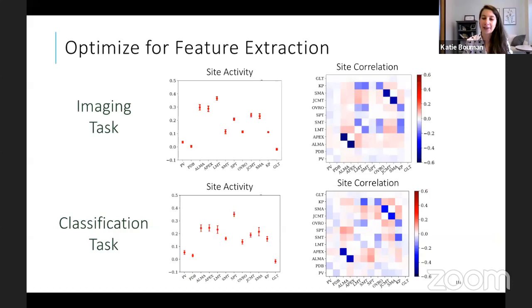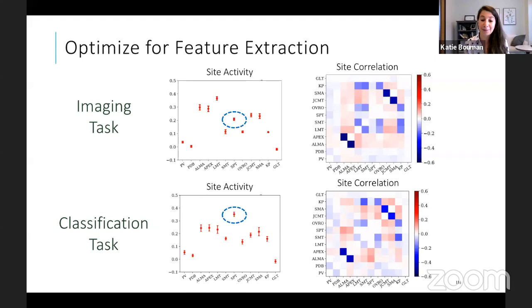And when we do this, we also get slightly different preferences in what telescopes are preferred. In this case, it turned out that the network preferences were kind of similar, although you do notice that the South Pole Telescope is more important in the classification task. And the South Pole Telescope provides long baselines, which gives you high spatial frequency information. So that might be why it's more important for classification.